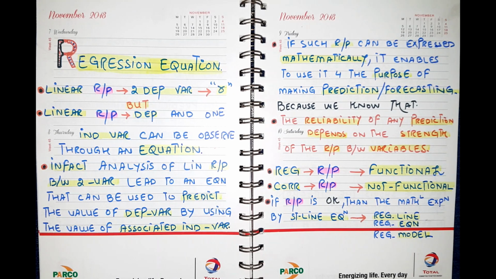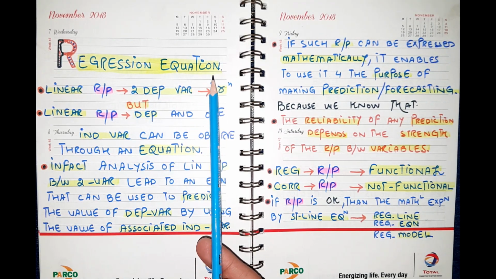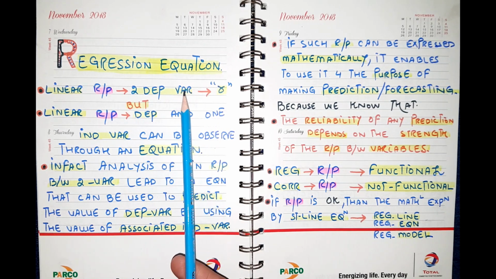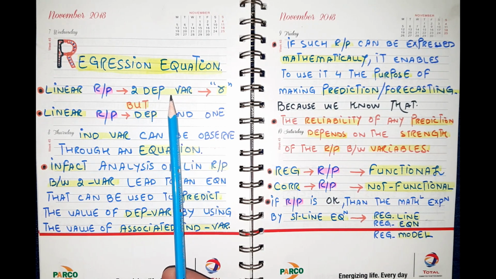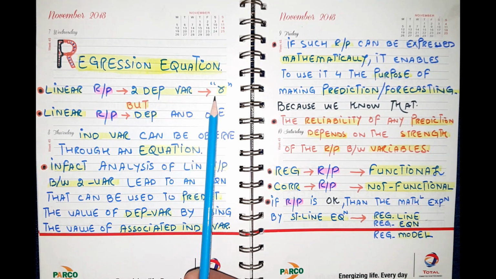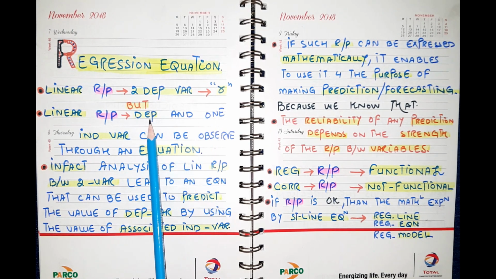Today we discuss the regression equation, regression model, or you can say regression line. First of all, I would like to recall some previous knowledge: the linear relationship between two dependent variables, that is interdependence, can be measured by using the coefficient of correlation, which is denoted by r. But the linear relationship between a dependent and an independent variable can never be measured by using the coefficient of correlation.